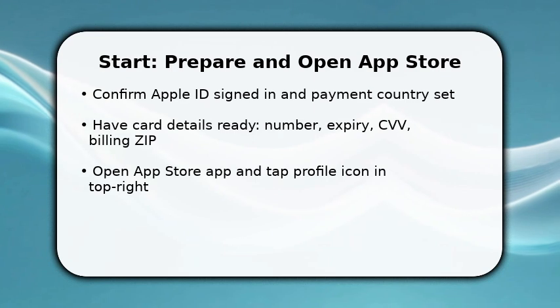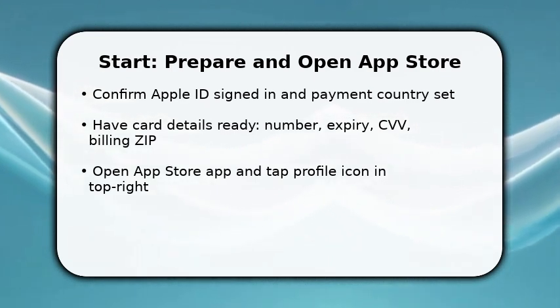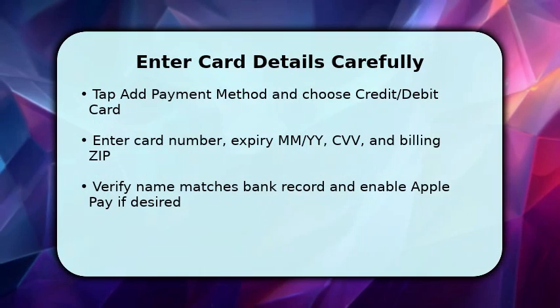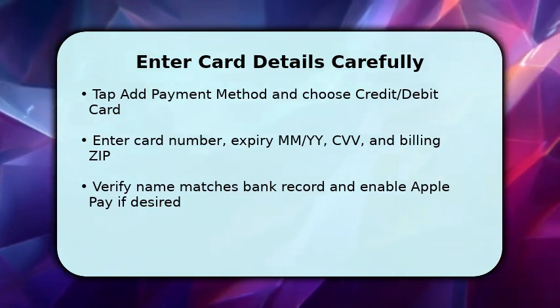Open the App Store app and tap the profile icon in the top right to access account settings. From there, select Manage Payments or Payment and Shipping to start adding a new card. This places you directly into the payment entry flow. Next, tap Add Payment Method and choose Credit or Debit Card to bring up the entry form.